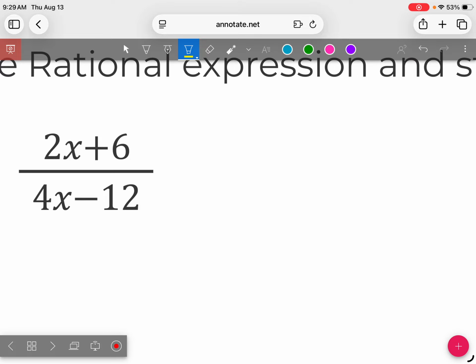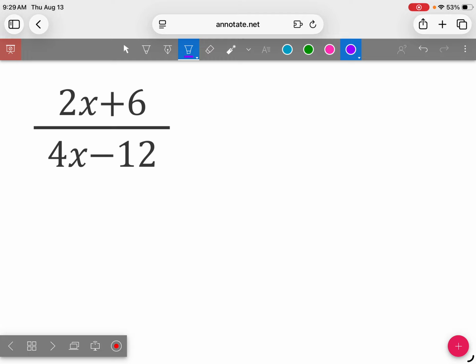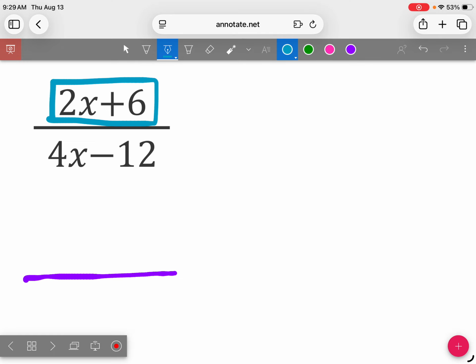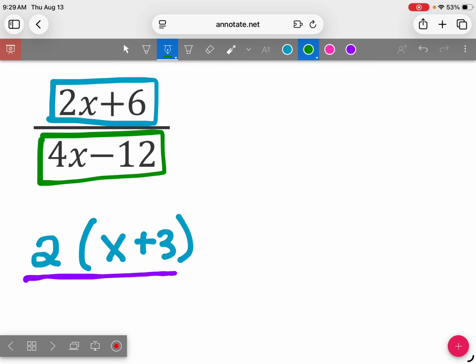So on this one, let's take a look at how we could write this in a factored form. Whoa, hang on, wrong pen. What happens when I do this paper size and it zooms in too far? What can I do with this numerator to factor it? Take out a 2. It's got a greatest common factor, a GCF. So if I take out a GCF of 2, what's left over? x plus 3. How about in our denominator here? We can take out a 4. What's left over? x minus 3.